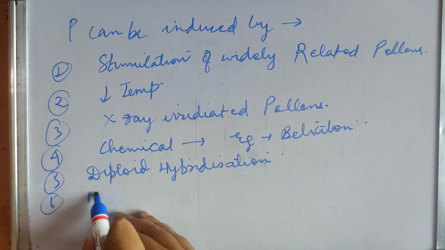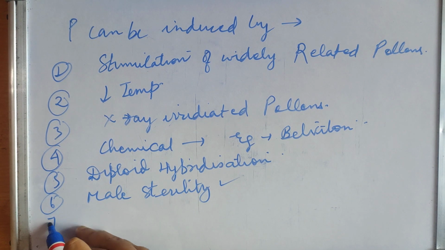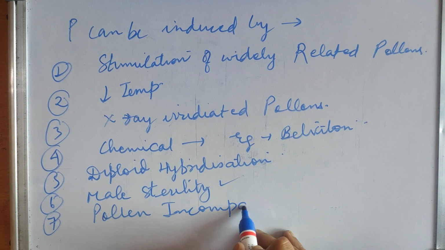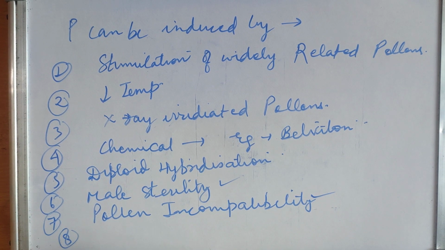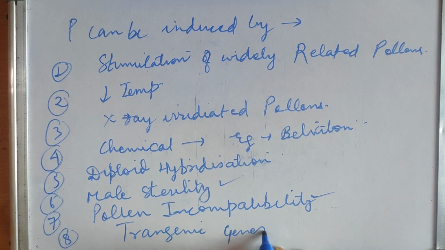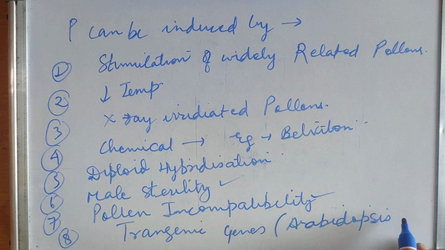By male sterility. I also discussed male sterility in great detail in a previous lecture; you should know it. By pollen incompatibility. I discussed both male sterility and incompatibility in detail in the previous lecture; very important. By transgenic genes, for example the gene of Arabidopsis. So this is how we can induce parthenogenesis.